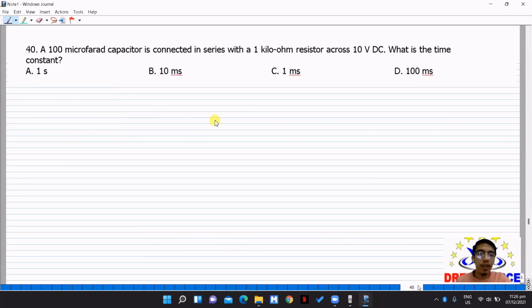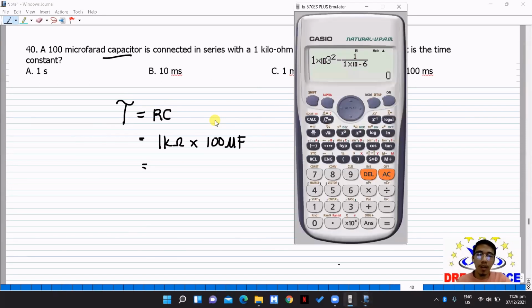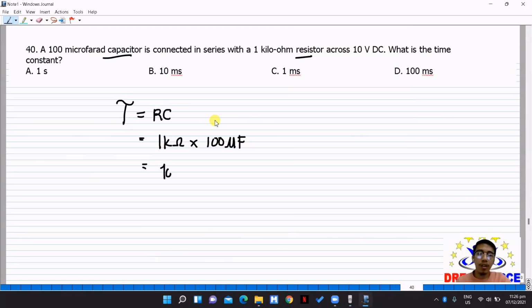Okay, next number 40. A 100 microfarad capacitor is connected in series with 1 kilo ohm resistor. What is the time constant? Capacitor, resistor. So ano ang tau natin pagka RC circuit? RC. So simply 1 kilo ohm times 100 microfarad. So 1,000 times 100 micro. So 0.1 or that is 100 milliseconds. So letter D.